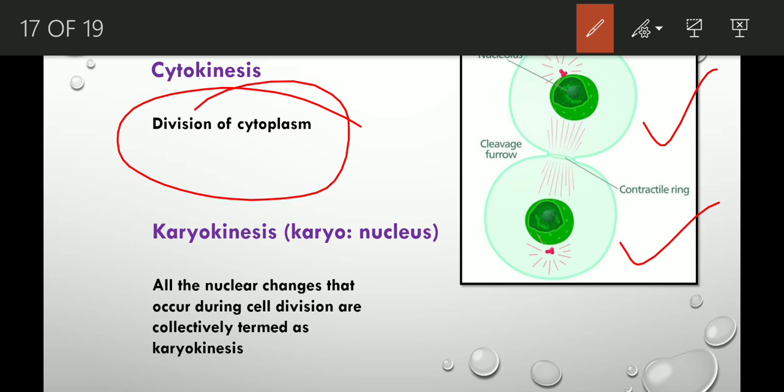Clear? And what is karyokinesis? Karyo means nucleus. So, all the changes that occur in the nucleus of the cell during this cell division, that means mitosis, all those nuclear changes collectively we will call karyokinesis. Clear?